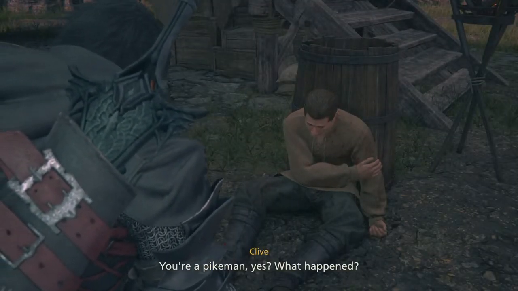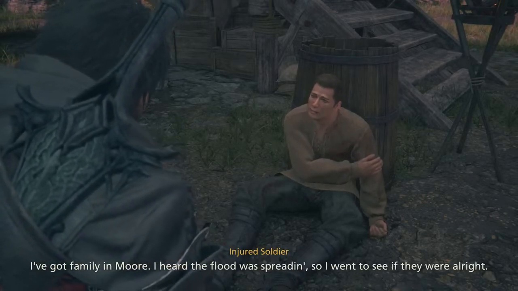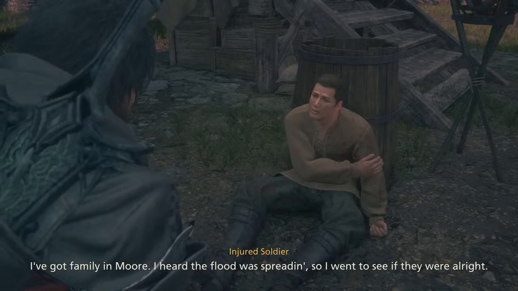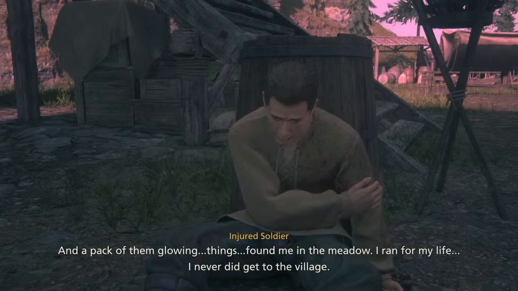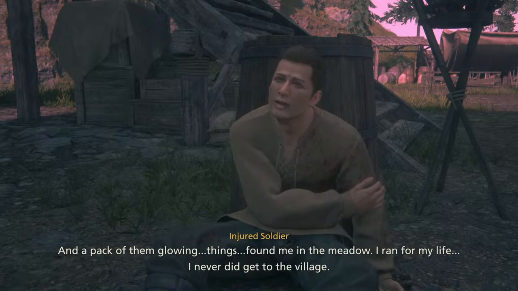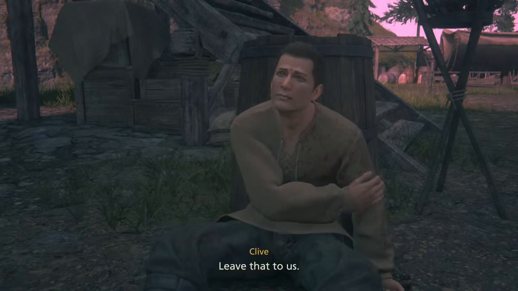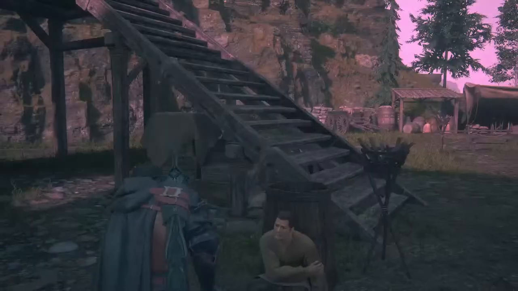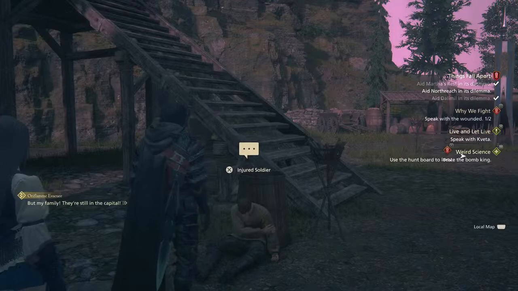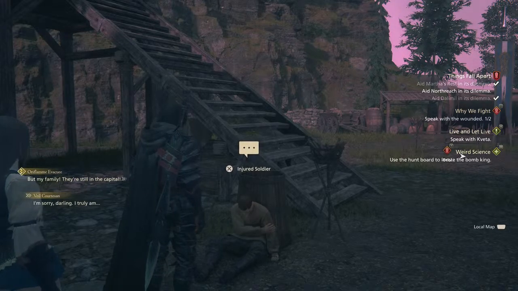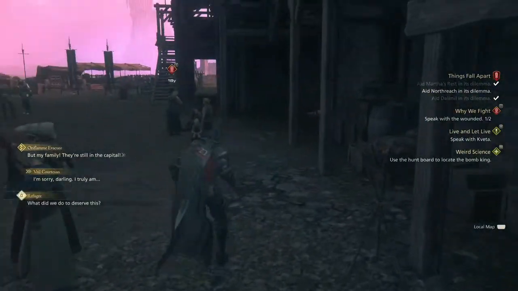You're a pikeman, yes? What happened? I've got family in Moor. I heard the flood was spreading, so I went to see if they were all right. And a pack of them glowing things found me in the meadow. I ran for my life. I never did get to the village. Leave that to us. My family? They're still in the capital. I'm sorry, darling. I truly am. What did we do to deserve this?